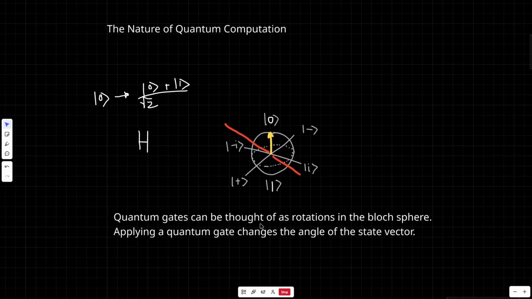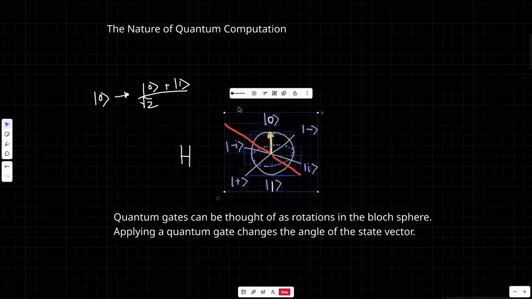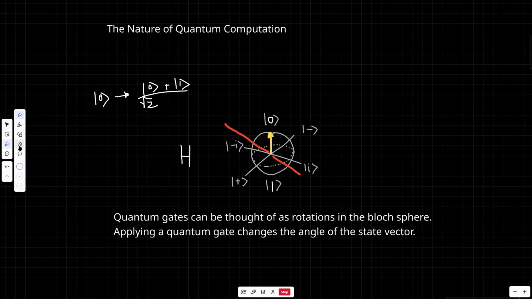Quantum gates can be thought of as rotations in the Bloch sphere. Right here is an example of the rotation of the Hadamard gate. The Hadamard gate essentially turns this zero ket into the plus ket right here. So this would transform it from an up direction to pointing away towards the plus vector. It's pointing this way.